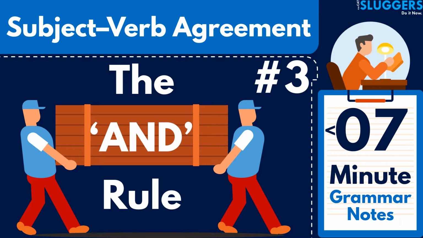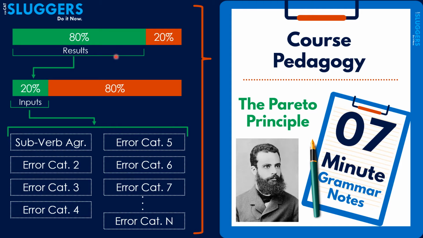As we discussed in the last session, we had picked up the error category of subject verb agreement, and we discussed the minimal basics last time. Today we'll start with discussing the various types of errors from this category, right? And we'll start with the "and" rule. Okay, so let's begin.